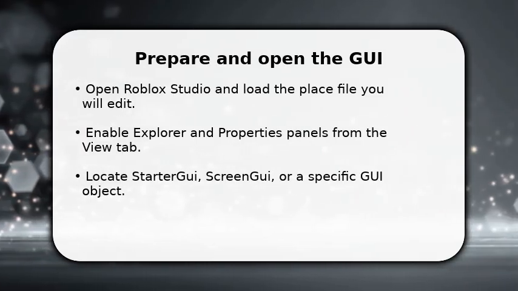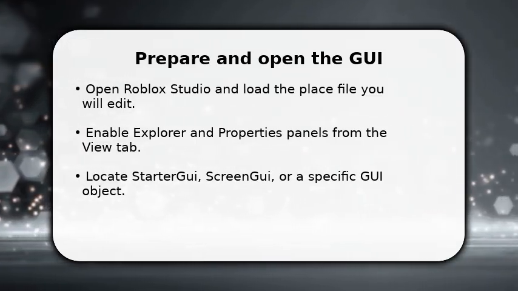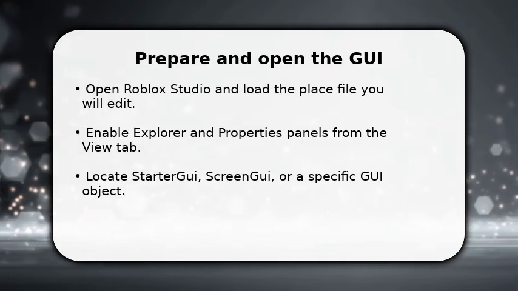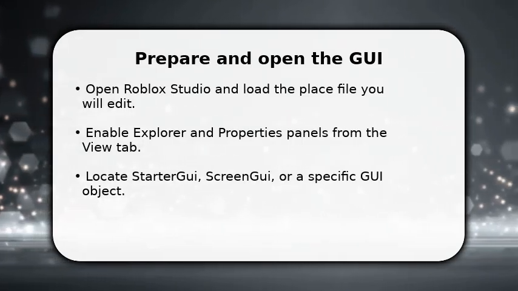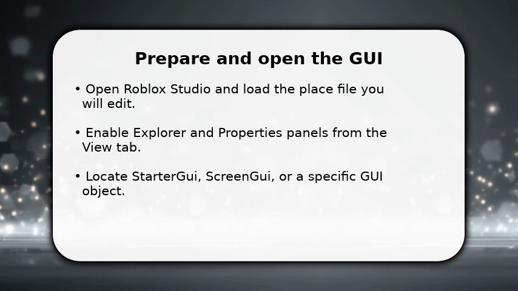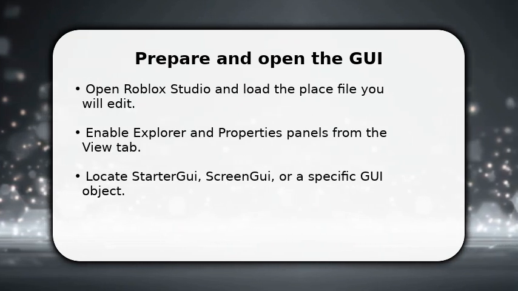Once done, select the GUI element: Frame, TextLabel, or Button. This initial selection lets you edit properties immediately and prepares you to adjust layout and scripts in the next steps.